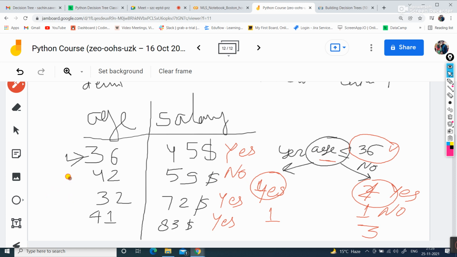Next time I'll take the next value, 42. So instead of 36, I'll take the value 42: ages less than 42 will go on the left hand side if this condition is true, and on the right hand side the rest.